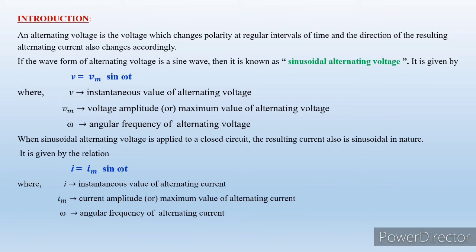When sinusoidal alternating voltage is applied to a closed circuit, the resulting current also is sinusoidal in nature. It is given by the relation I equal to Im sin omega t, where I represents instantaneous value of alternating current, Im represents the current amplitude or maximum value of alternating current, and omega represents the angular frequency of alternating current.